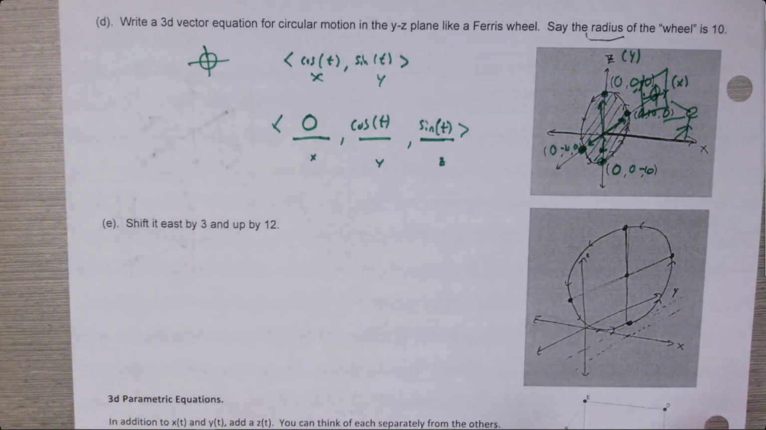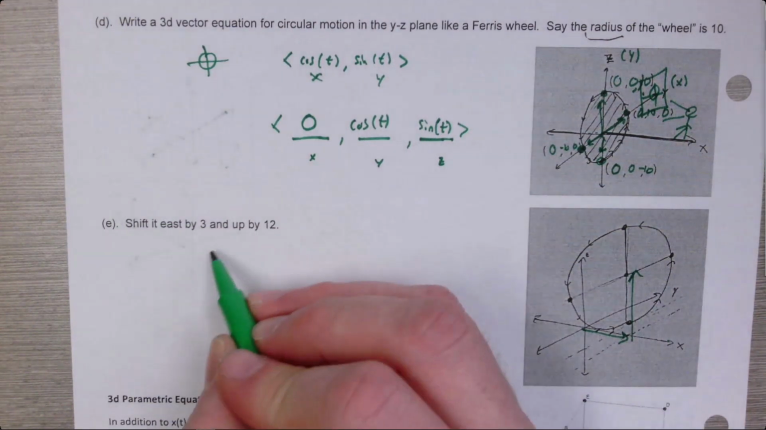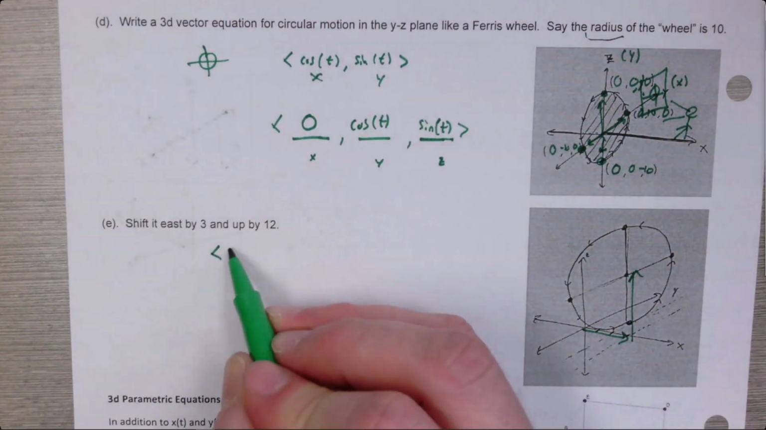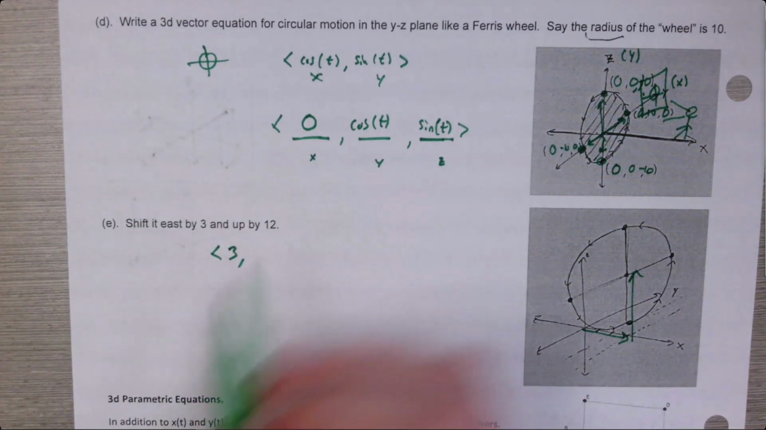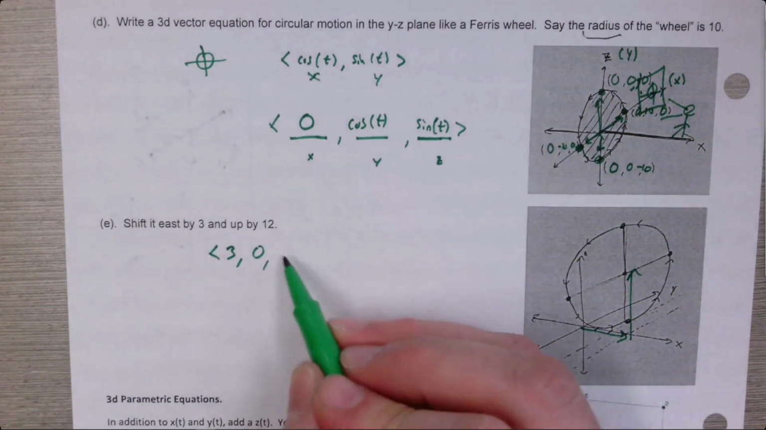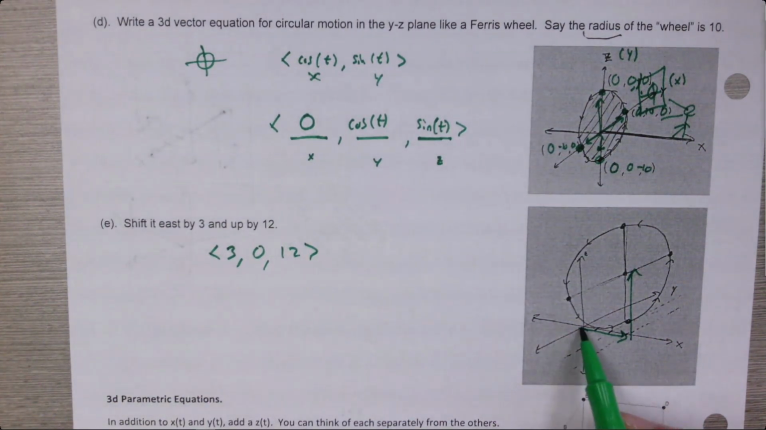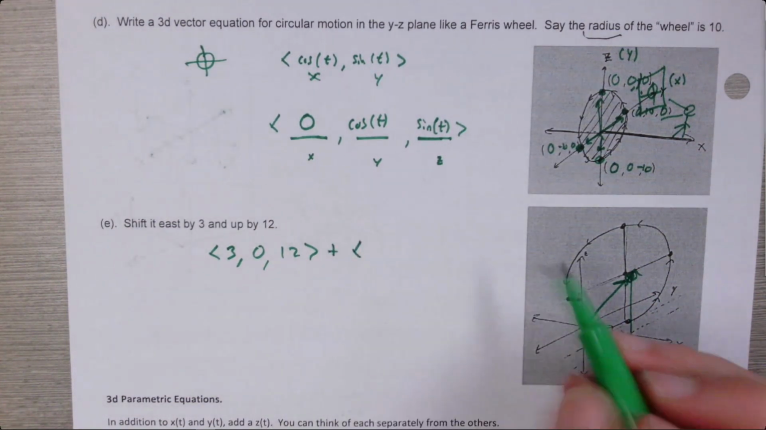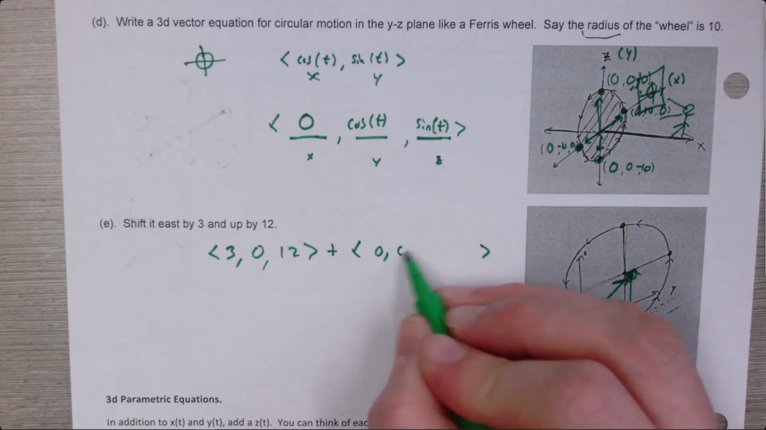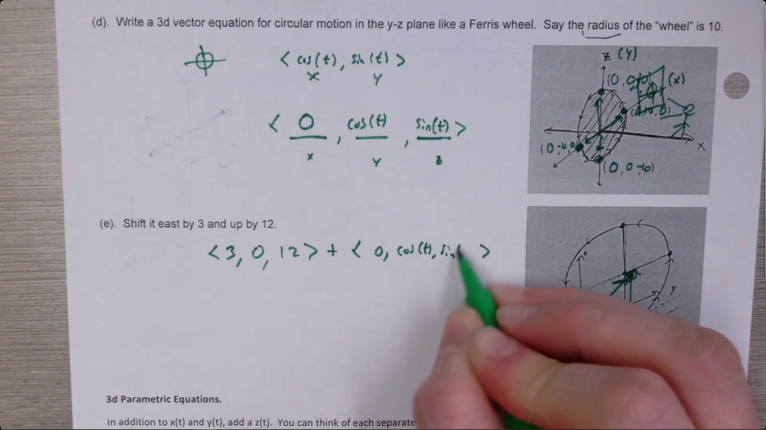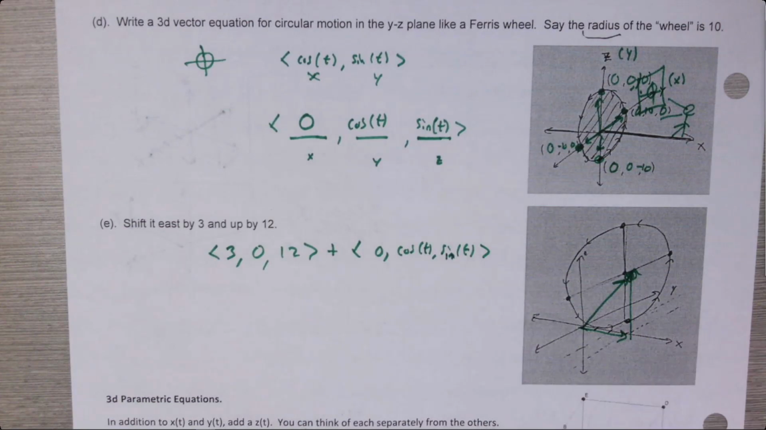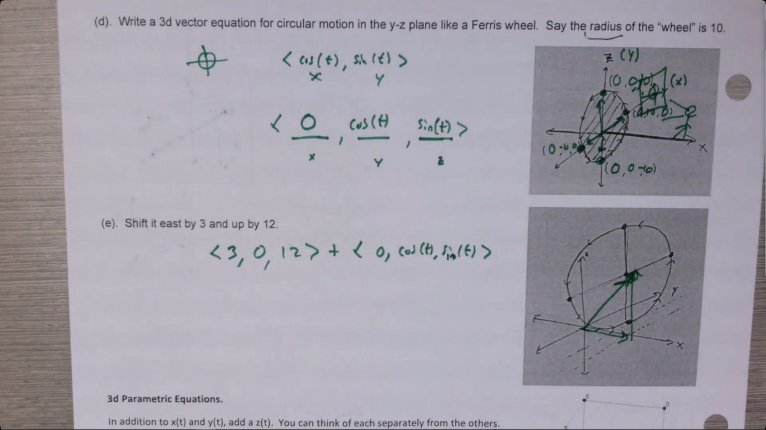Could I shift it east by 3 and up by 12 so that it's centered somewhere else? I mean, this is the power of vectors. So east by 3, there you go. I'm not shifting it north or south at all. I'm shifting it up by 12. So that's like I now have this vector that's pointing here to the center. And onto that, I can add the vector that defines my circular motion. Cosine t, sine t. So it all works the same as in 2 dimensions, just with a third dimension.